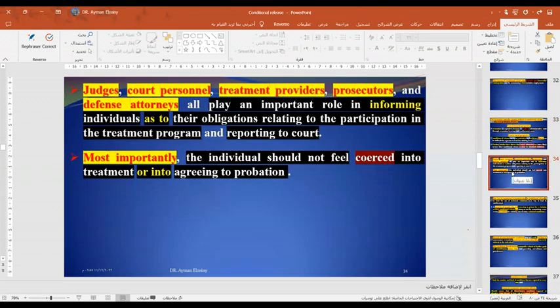Judges, courts, personnel, treatment providers, prosecutors and defense attorneys play an important role in informing individuals as to their obligations relating to the participation in treatment programs and reporting to court. Most importantly, the individuals should not feel coerced into treatment and into agreeing to probation.